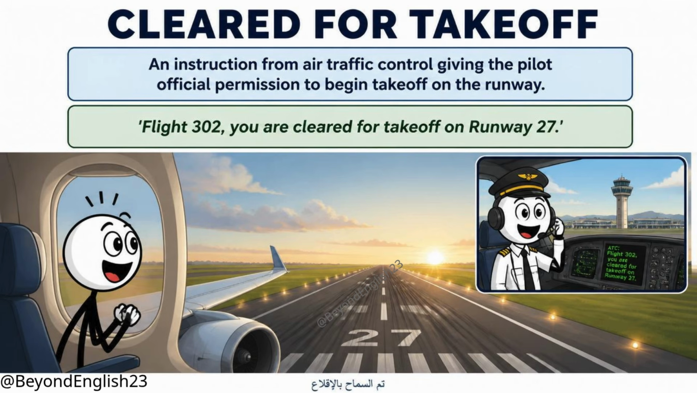5. Cleared for takeoff. This is an instruction from air traffic control, giving the pilot official permission to begin takeoff from the runway. Only air traffic controllers can give this permission. Example, Flight 302, you are cleared for takeoff on runway 27.